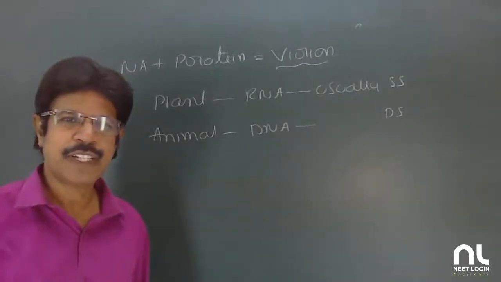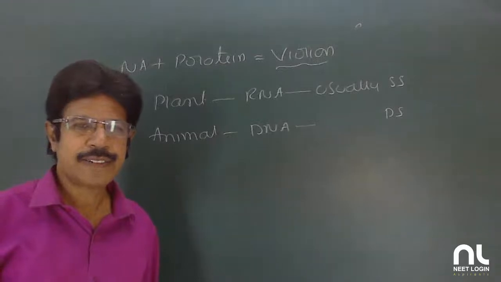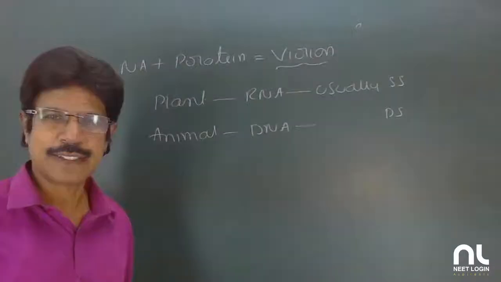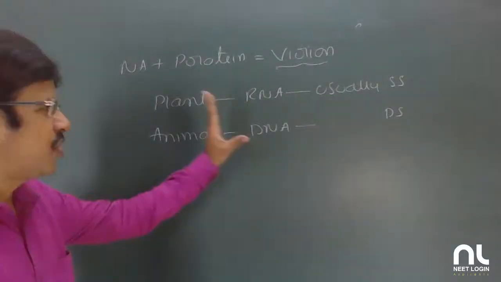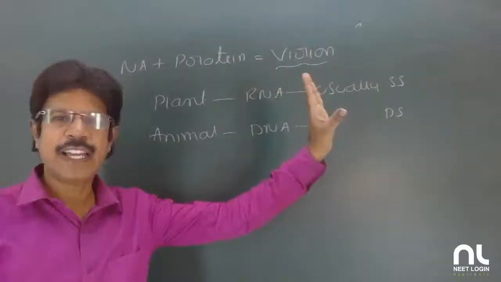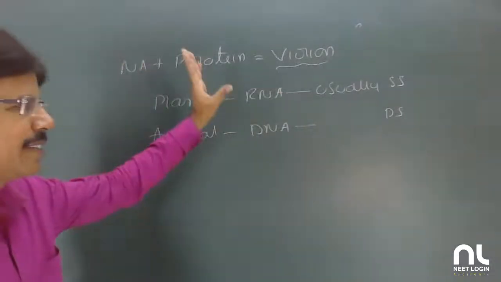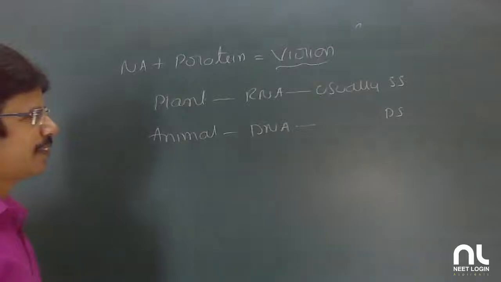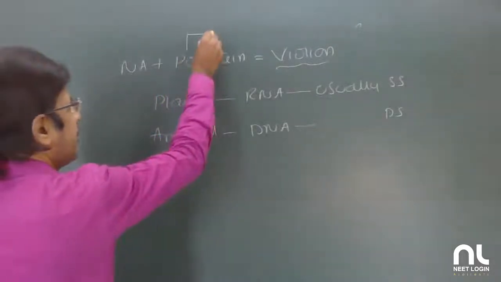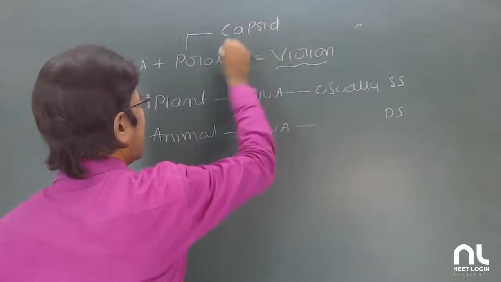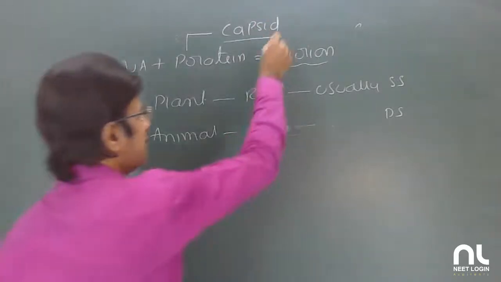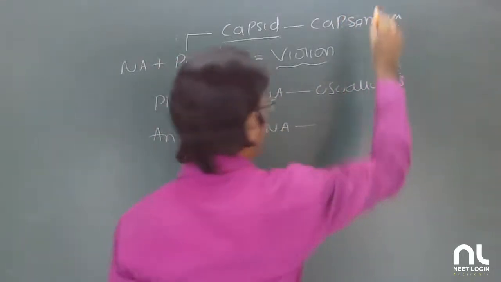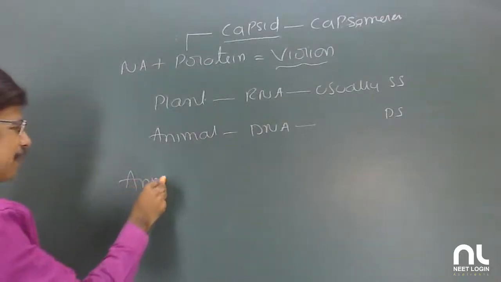So usually it is double-stranded, because the AIDS virus is single-stranded RNA. It is also present in the case of the human virus. So in general, DNA is double-stranded in animal viruses, and in plants RNA is single-stranded. So the complete virus particle is called the virion, or otherwise the virus. And the protein coat is called the capsid. And the subunits are called capsomeres.